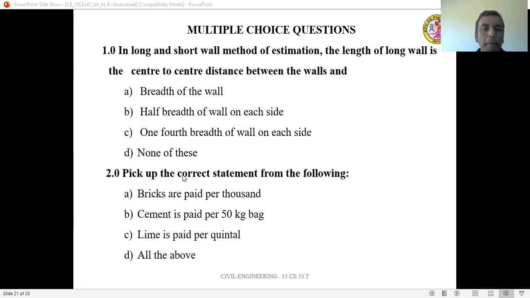Second one, pick up the correct statement from the following. A. Bricks are paid per 1000. B. Cement is paid per 50 kg bag. C. Lime is paid per quintal. D. All the above.